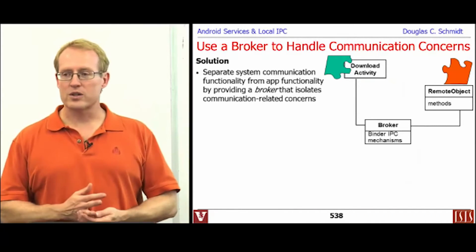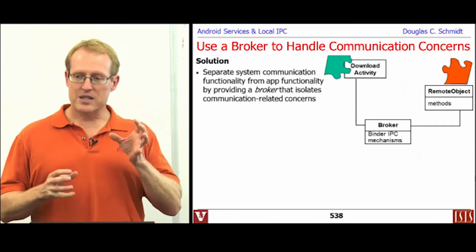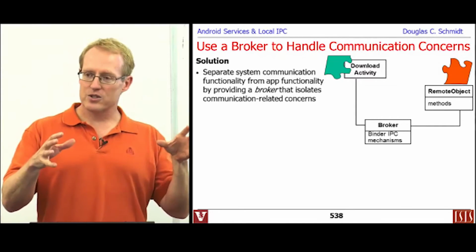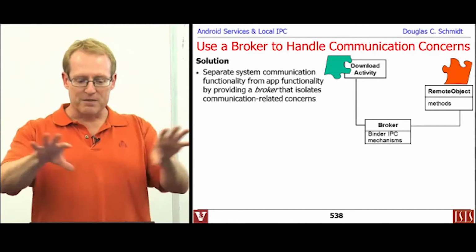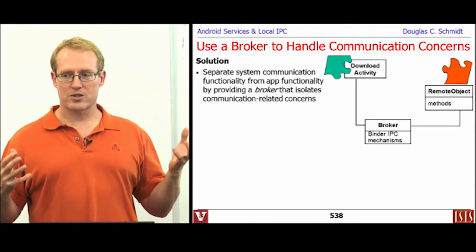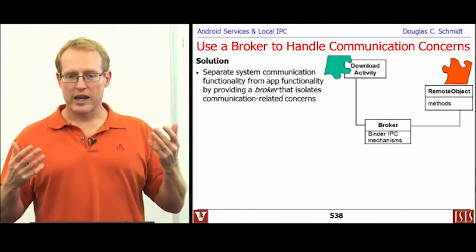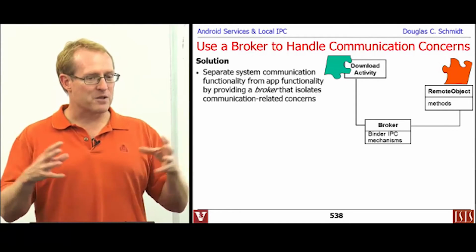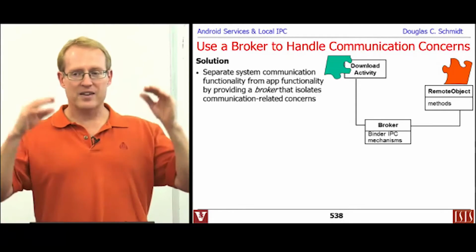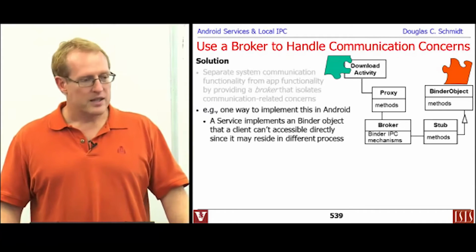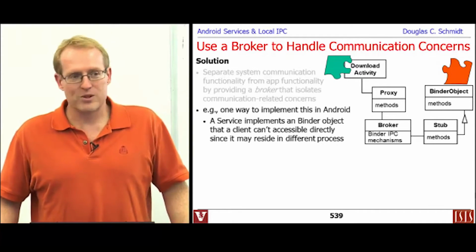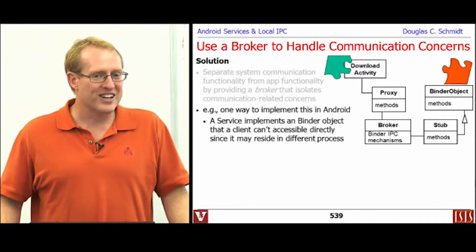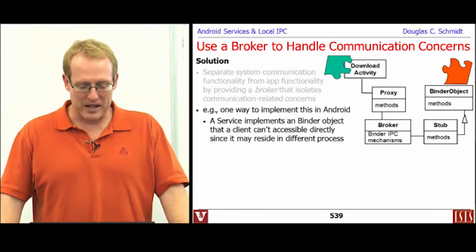So what's the solution? The solution is to separate out the communication concerns that are in the infrastructure from the application concerns and use a broker to mediate between those two realms, the systems, the infrastructure kind of stuff, and the application kind of stuff. Now, how is that done in Android? Well, you probably know by now it's done using the binder and the AIDL mechanism.